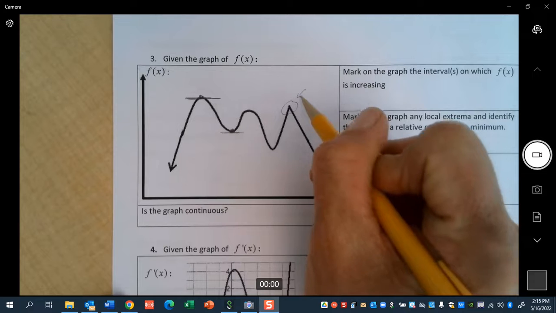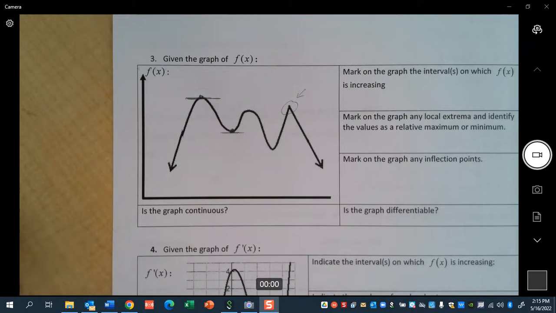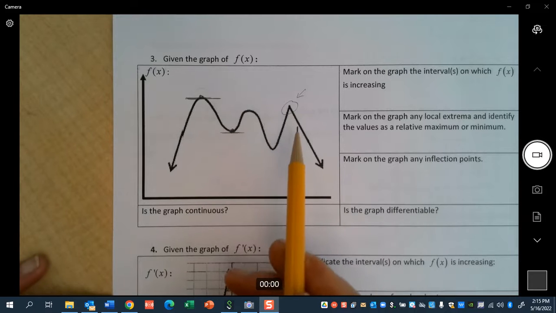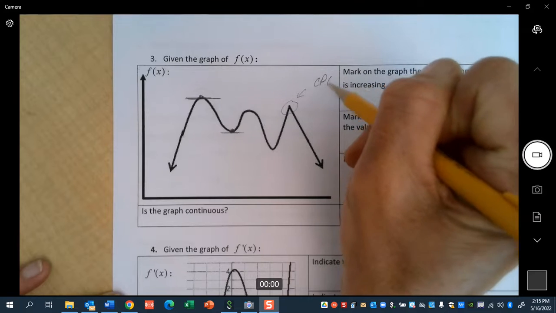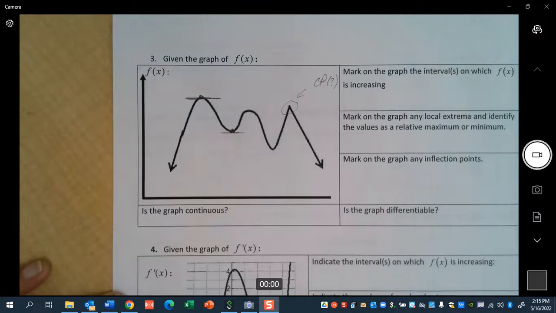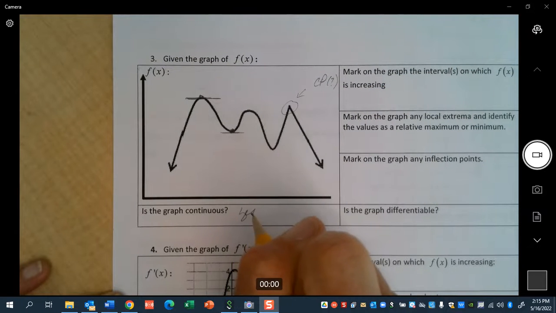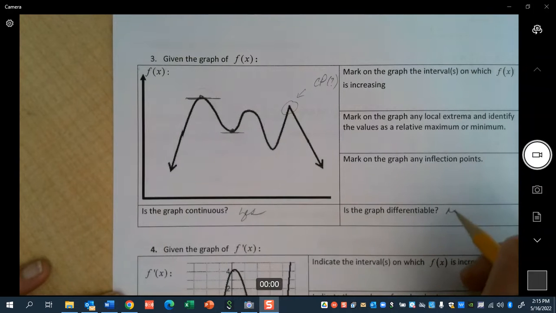What's going on here? Okay, yeah, we can't differentiate that. So is it a critical point? Yes, but can I find the derivative of it? No. So is the graph continuous? Yes, it is. Is it differentiable? No, because of that sharp point.